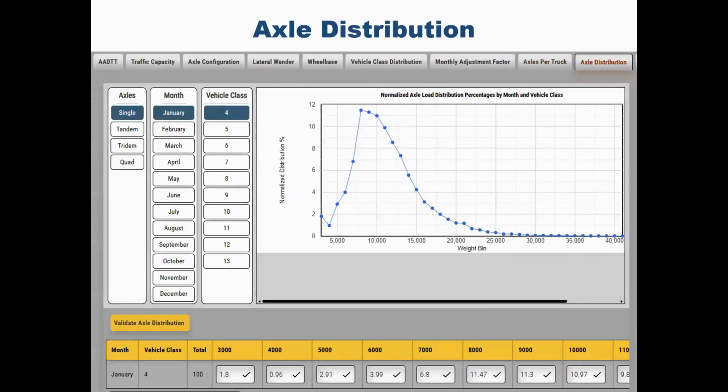And axle distribution. And so this is for each class vehicle, for each axle type, you're going to have a bin distribution. For single axles, they range from 3,000 up to 41,000, I believe. And you're going to have a percentage of your total number of axles within one of those bin categories. Again, the total should be 100%. So you do this for each month, for each vehicle class, for each axle type. It's a lot of data.